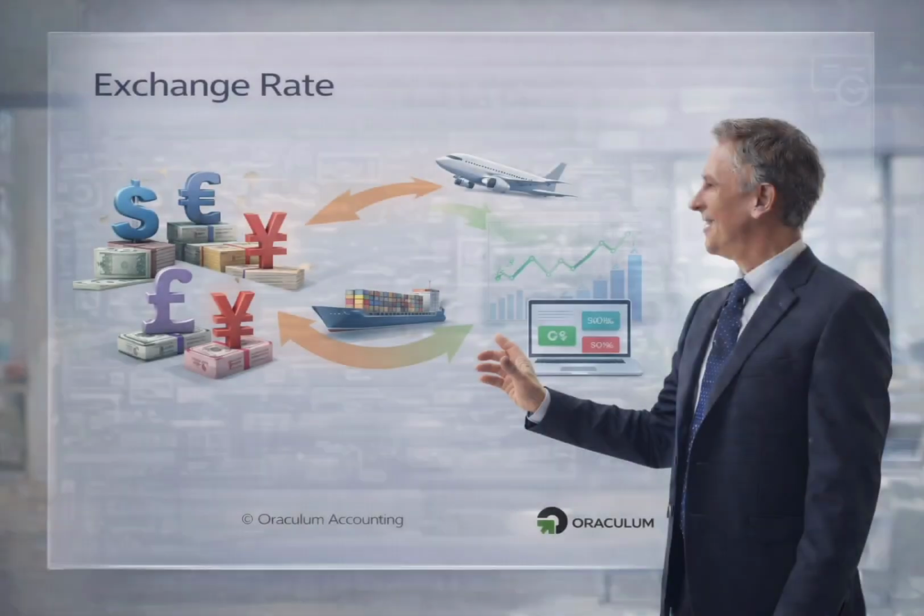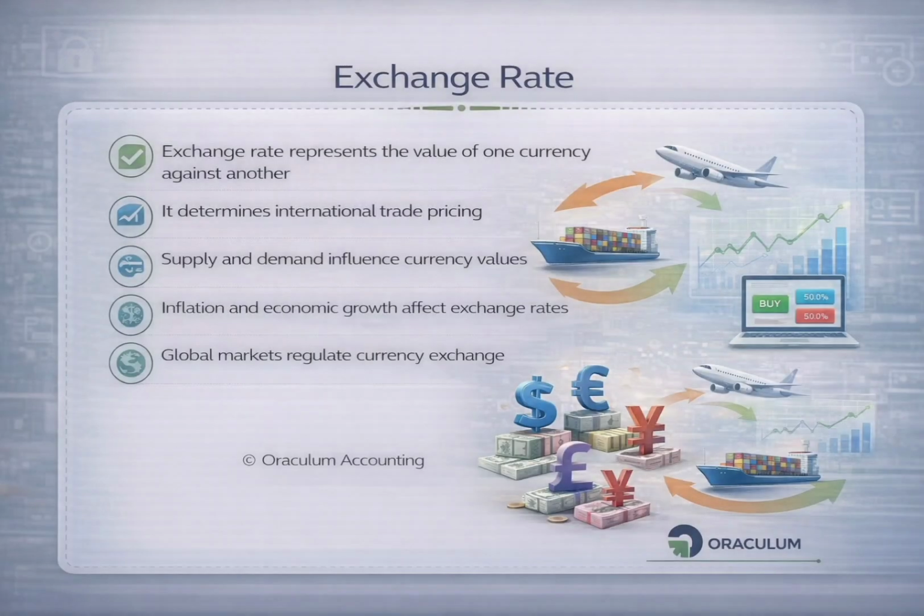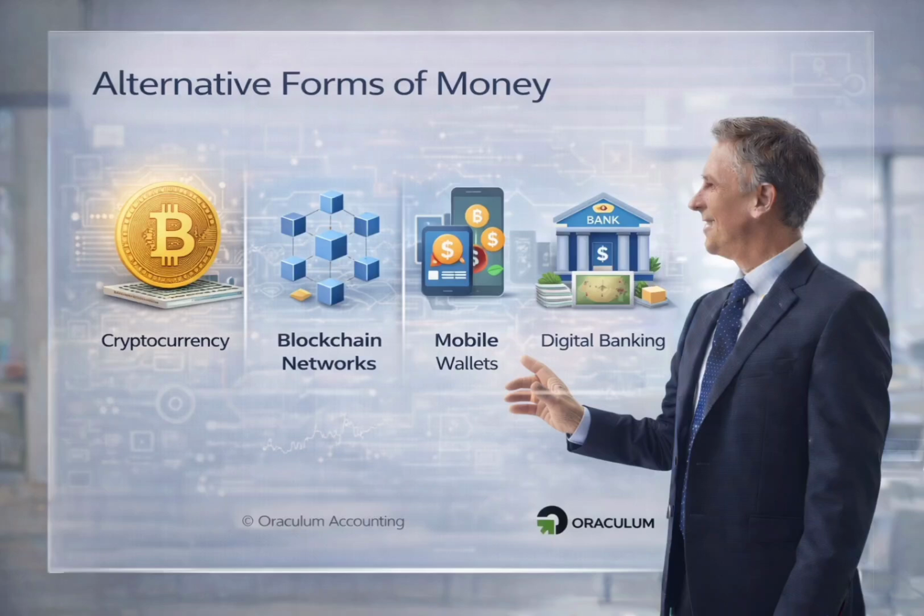An exchange rate represents the price of one country's currency in terms of another. It shows how much of one currency is required to purchase another in international trade. Exchange rates are influenced by supply and demand in foreign exchange markets, along with factors such as economic growth, inflation, and financial stability. Modern economies also recognize alternative forms of money.